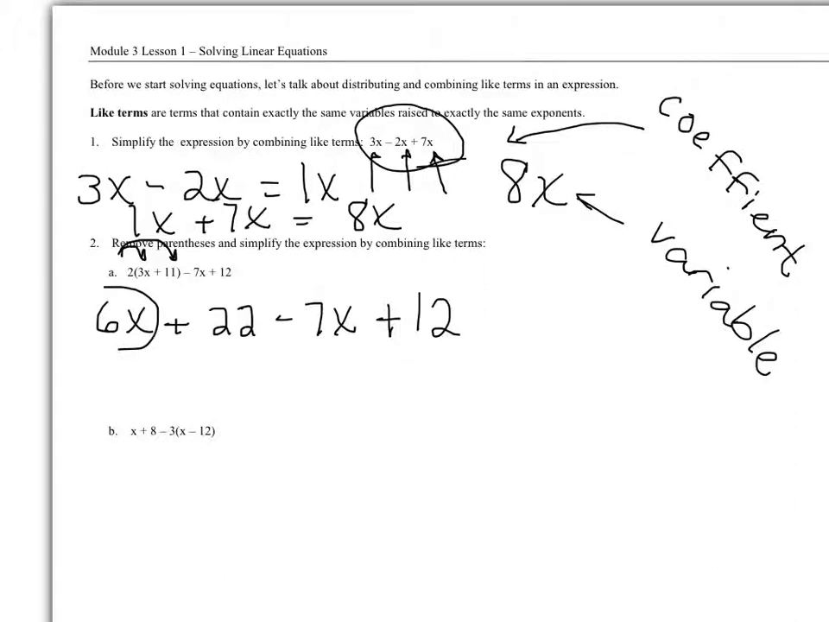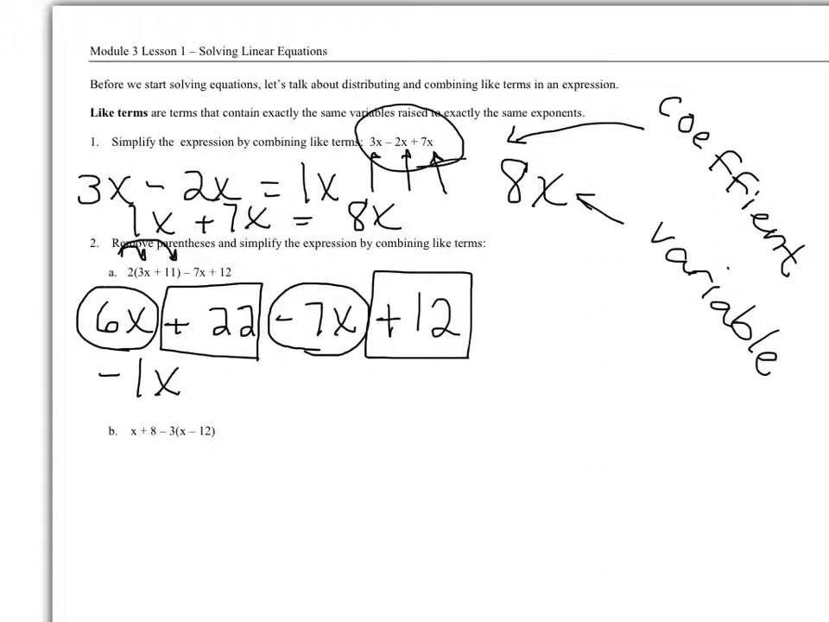So 6x is alike to negative 7x. 22 is not alike to them because there's no x in it. So if we do 6x take away 7x, we'll get a negative 1x. And now we're just going to clean up the rest. If I have a positive 22 and a positive 12 and I add them up, I get a positive 34. And that's it. That's the answer. We've simplified and combined like terms.